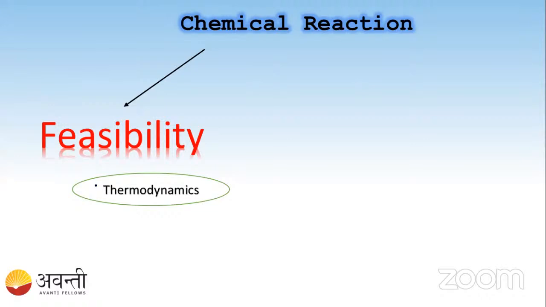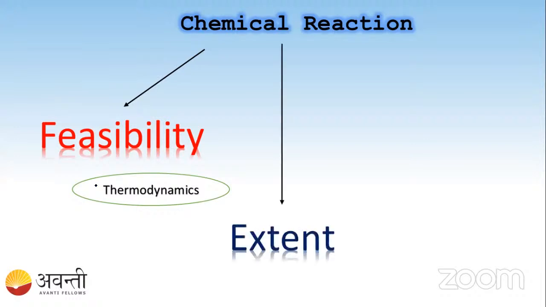Now, the second part. Assume that whatever reactants I took, A and B, for example, had del G less than zero, and the reaction is feasible, or possible. Thermodynamically, it is stable. Now, what next? The second question that comes to our mind is how far this reaction is going to happen.